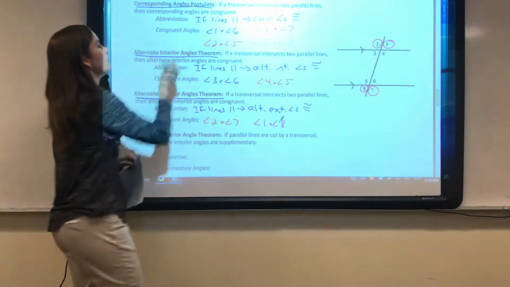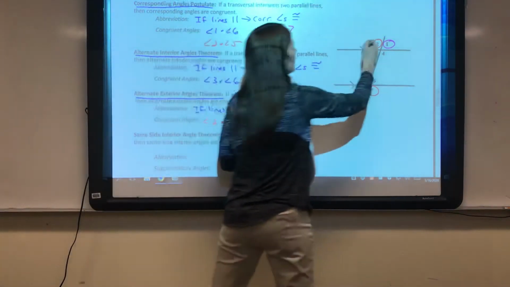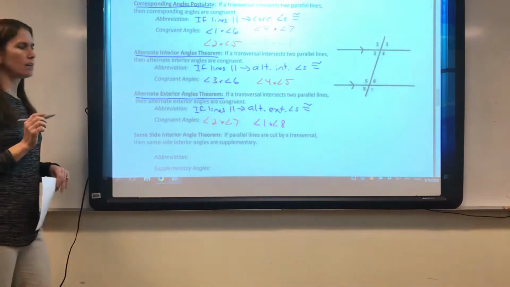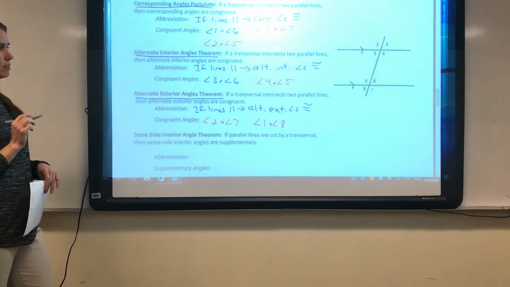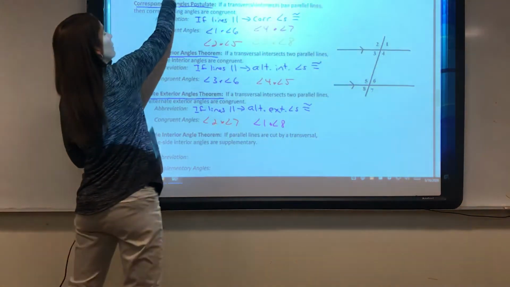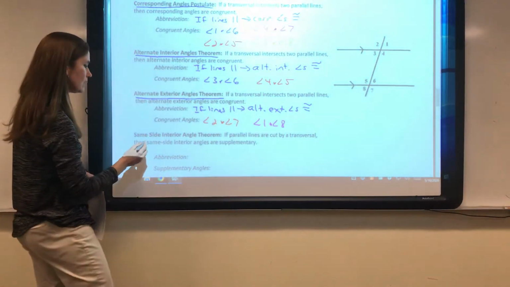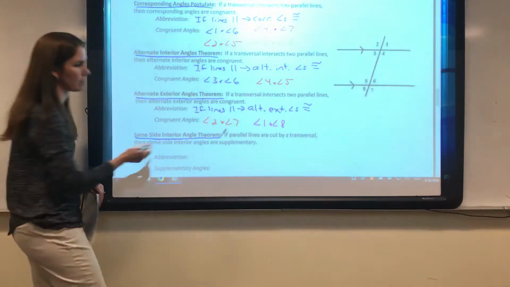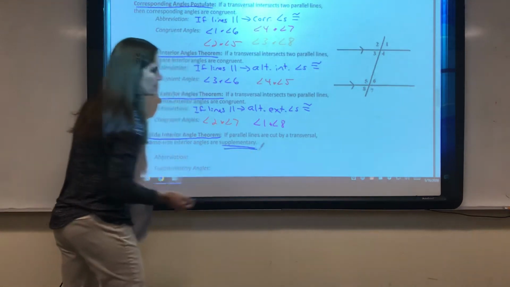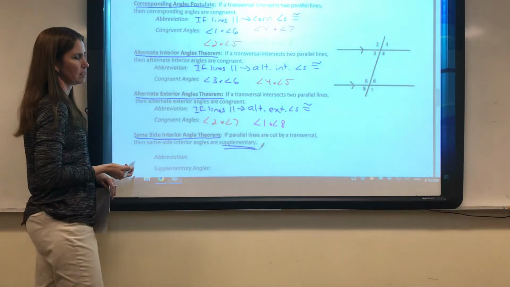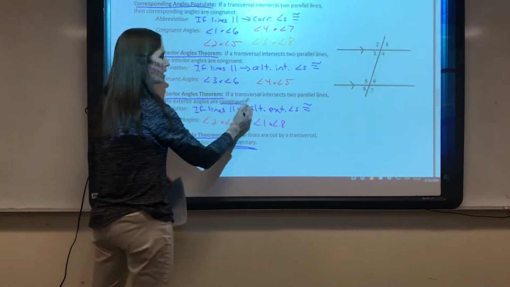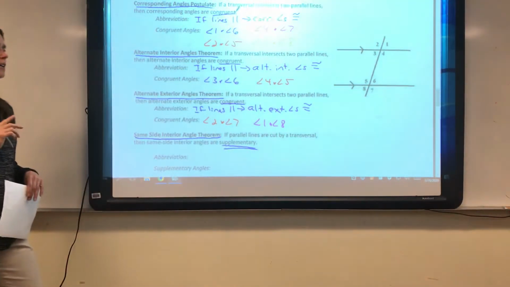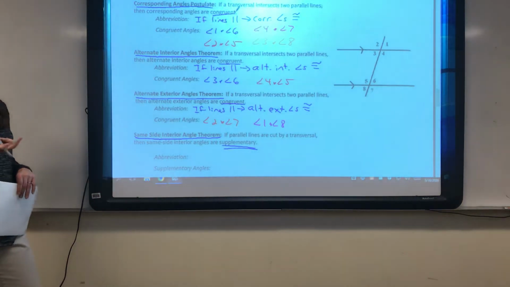Our last pair are same side interior angles. These are the ones that are not quite like the others. If parallel lines are cut by a transversal, then same side interior angles are supplementary. Maybe underline that, as opposed to underlining the congruent ones for the others. All the others are congruent when the lines are parallel. This is the one that is not the same, it's supplementary.